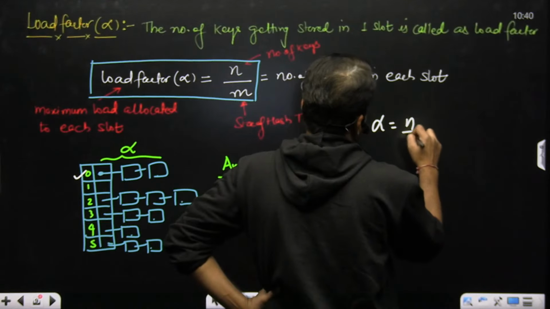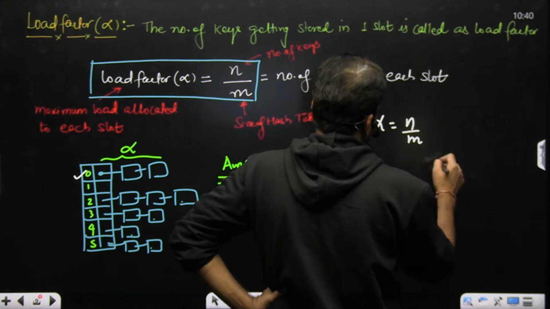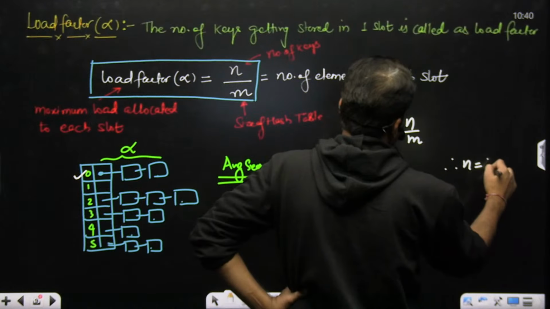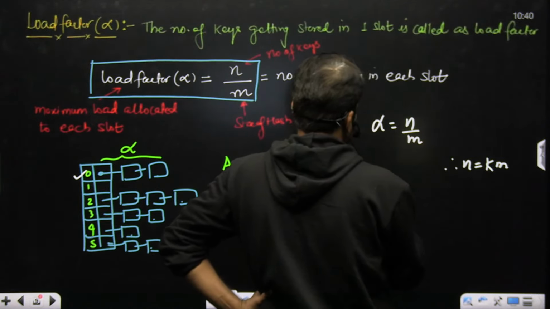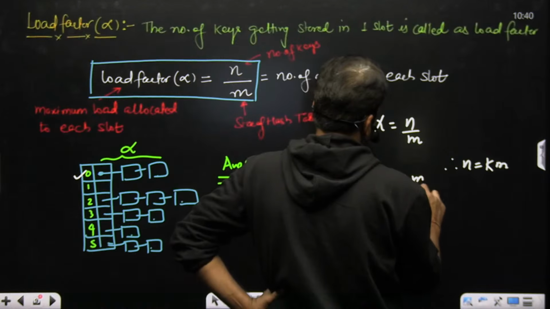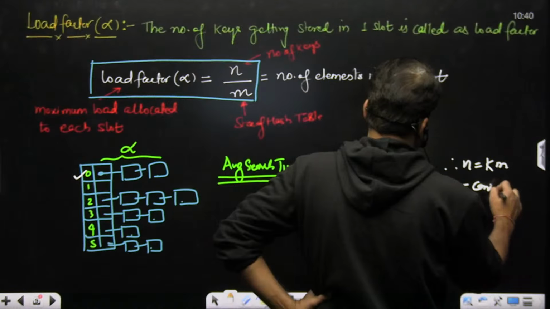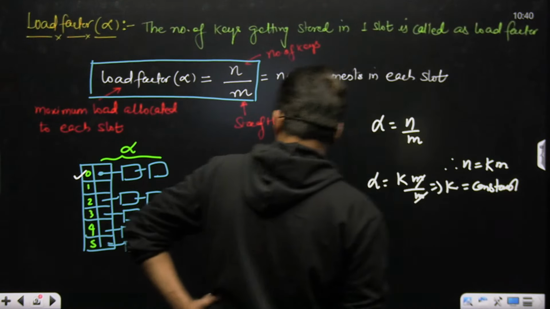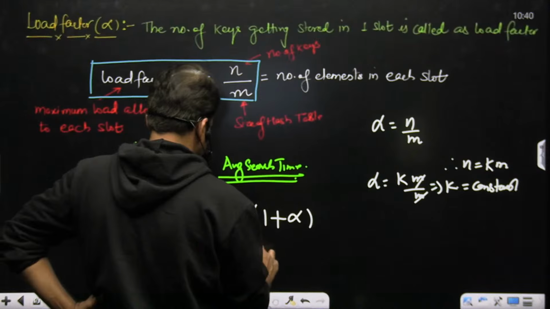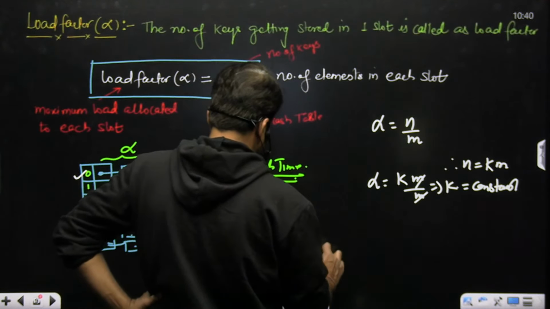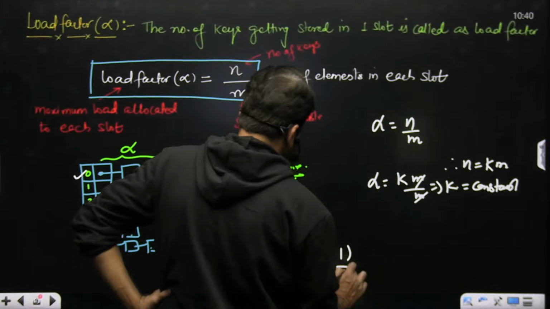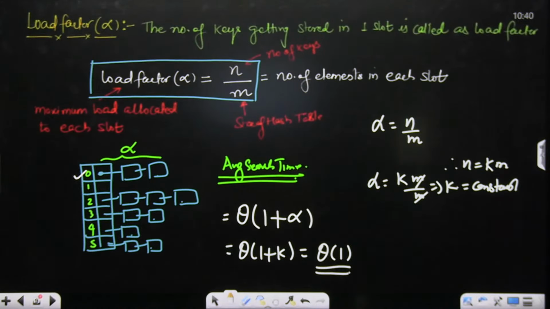Alpha equals n by m. So my dear student, here n equals, this is constant times m. How many keys? So alpha equals km divided by m. So it will be, sir, k. K is constant. Okay. So on an average, the search time complexity in chaining is order of 1 plus alpha. Understood? So in chaining, on an average, search time complexity is order of 1 plus alpha. All right, student? Fine.